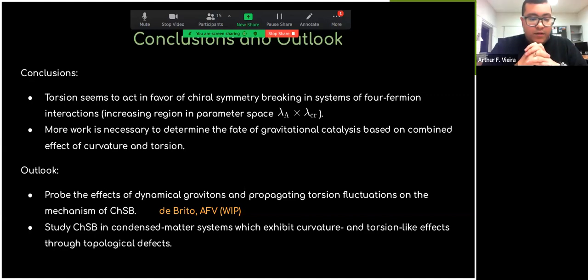Another thing is, it would be interesting to study chiral symmetry breaking in condensed matter systems, because there are some condensed matter systems which exhibit curvature and torsion-like effects, and those are defined in terms of topological defects. So you can actually emulate curvature and torsion in systems in 2+1 dimensions, for instance. And one hope within this program of analog gravity is to try to use this framework of probing chiral symmetry breaking in more controlled tabletop experiments.